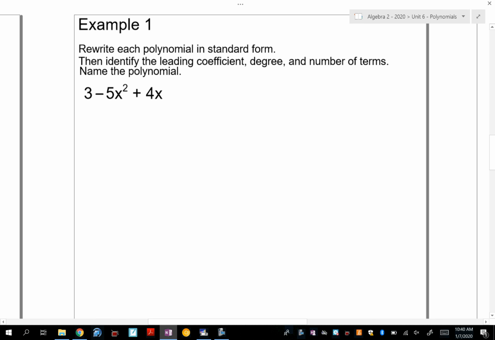All right. Let's do an example together. All right. So find example 1. Make sure you get something to write with if you haven't already. Let's write this down because you're going to use these notes to help you with the problems at your boards.